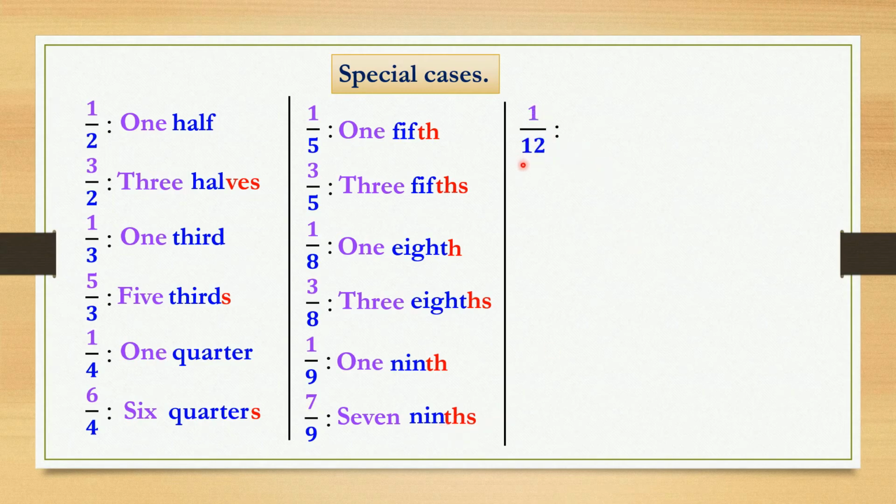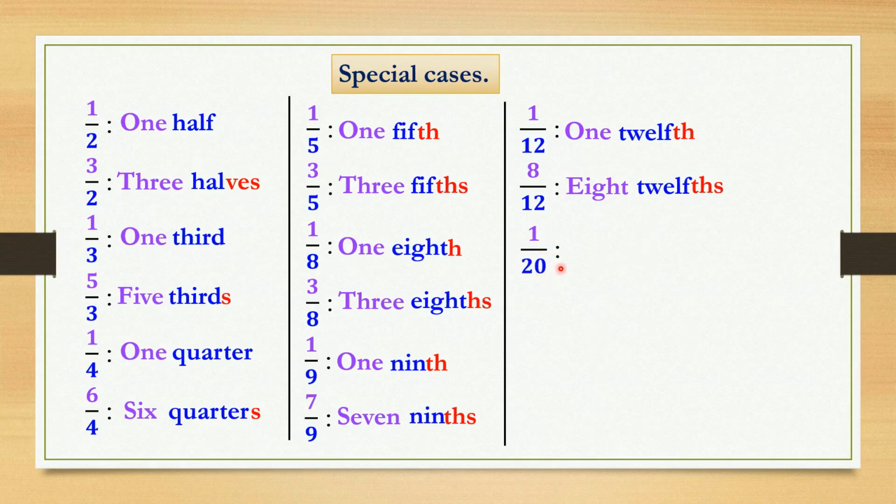If the denominator is 12, we read it twelve. We add th, and we don't write the ve in the end. We write an f. 8 over 12, we read it eight twelfths. So here the ve is replaced by an f.